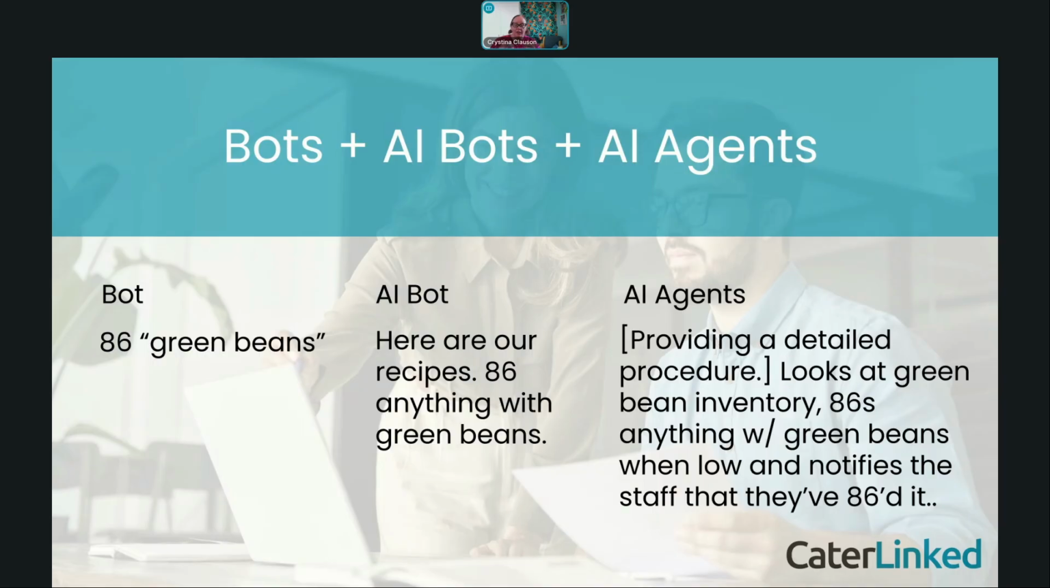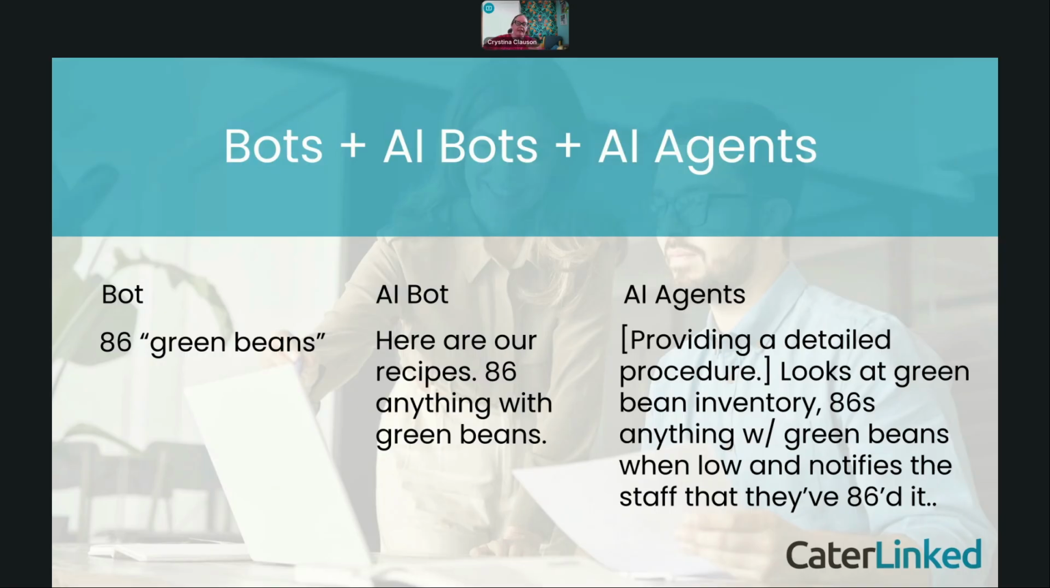Whereas with an AI agent, you would provide it with a detailed procedure, and what it'll do is look at the green bean inventory and it'll be like, geez, green beans are getting low. So it 86s anything with green beans when it's low and notifies the staff that they've 86'd it, in an instance where it's been told to make sure that the staff is aware. If you don't tell an AI agent to notify your staff that it's 86'd something, it's not going to tell your staff, because while that may have been your intent, it wasn't part of your instructions, for example.